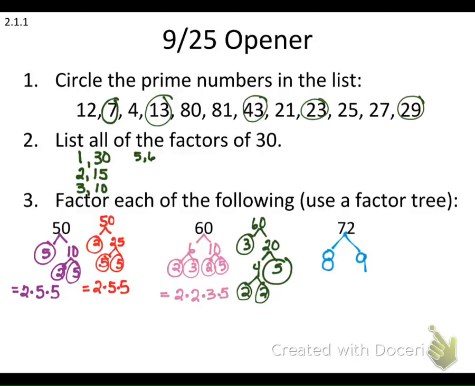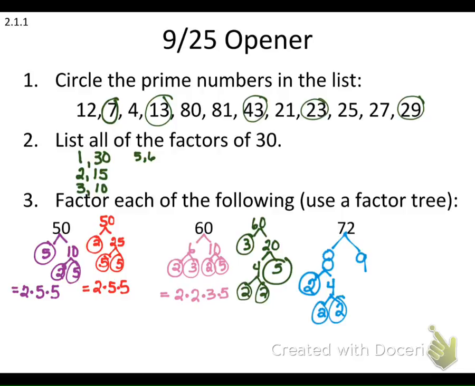So 8, what can you multiply together to get 8? 2 and 4. Okay, can I factor 2 any further? No. So I'm going to circle it. That's a prime number. 4, can I factor that any further, Trevon? Yeah, 2 and 2. So we already know that those are prime numbers, so we're going to circle them.